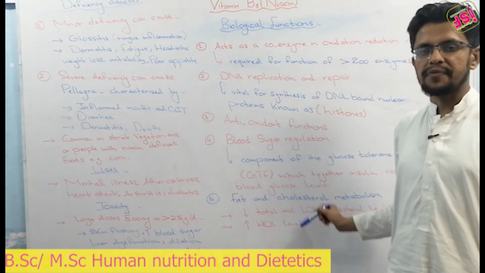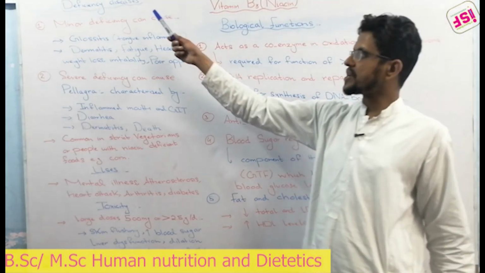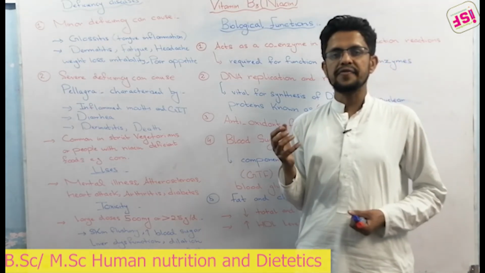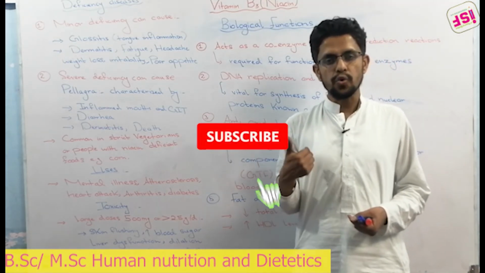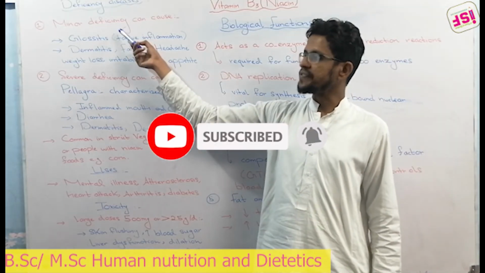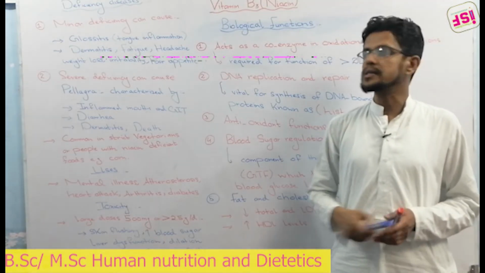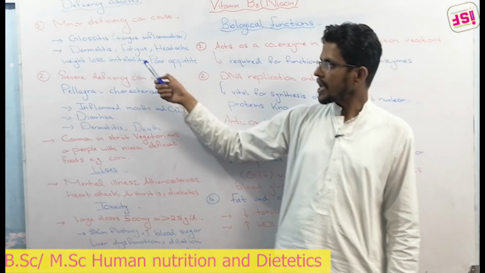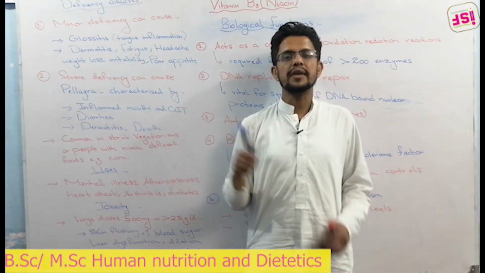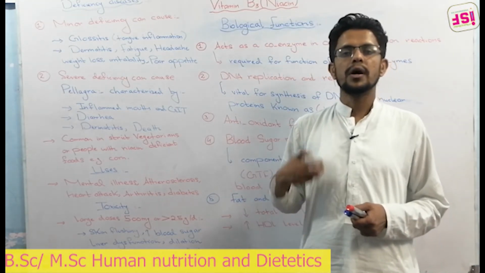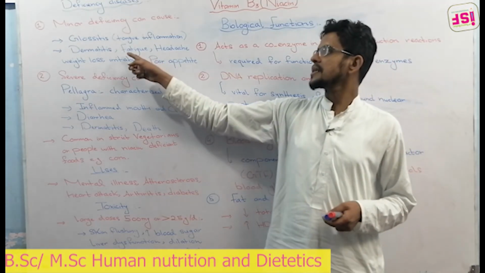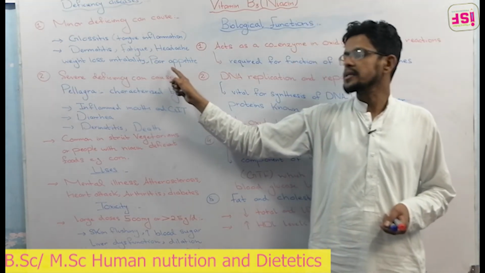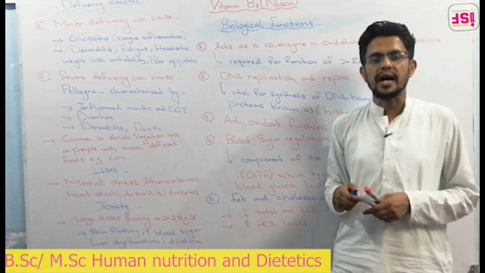So after the biological functions, what are the possible deficiency diseases of vitamin B3? We categorize the deficiency symptoms or diseases into two classes. If there is a minor deficiency of vitamin B3, it can cause glossitis. Glossitis means inflammation of the tongue. It can also cause dermatitis, which is the inflammation of the skin, particularly around your nose or around your mouth, as well as fatigue, headache, weight loss, irritability, and a poor or loss of appetite.